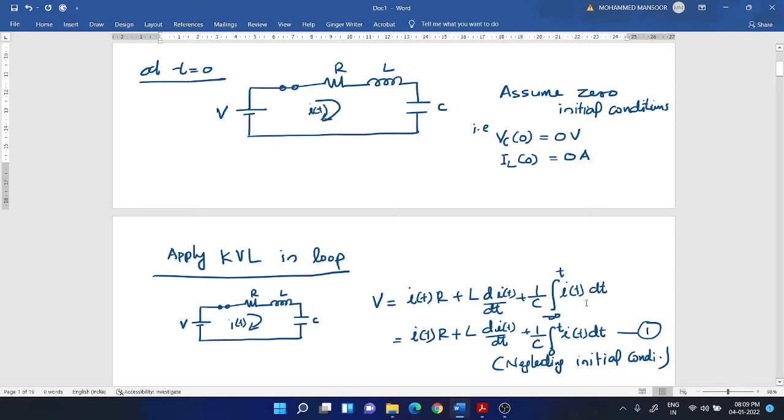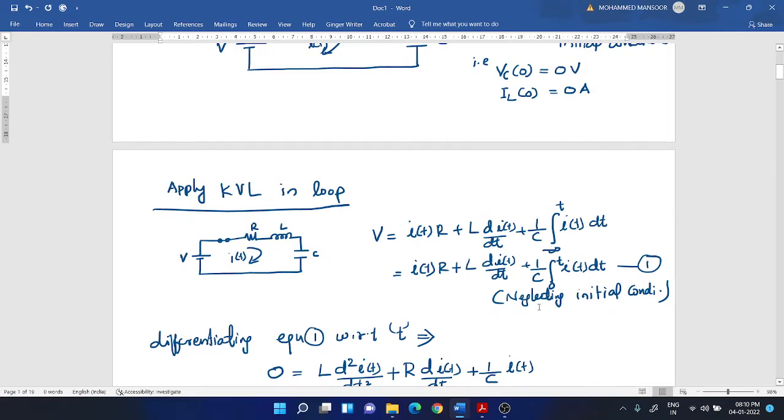Here this integral part can be split into 2 parts, that is 1 by C integral minus infinity to 0 i of t dt plus 1 by C integral 0 to t i of t dt. As the initial condition is assumed to be 0, the part 1 by C integral minus infinity to 0 i of t dt won't appear. Clear? That is the initial current through the inductor, which is assumed to be 0. The reason is written over here why we are converting this into this part. So neglecting initial conditions only, we got this expression. Let it be equation number 1.